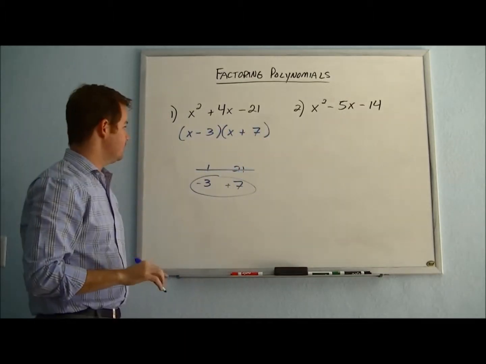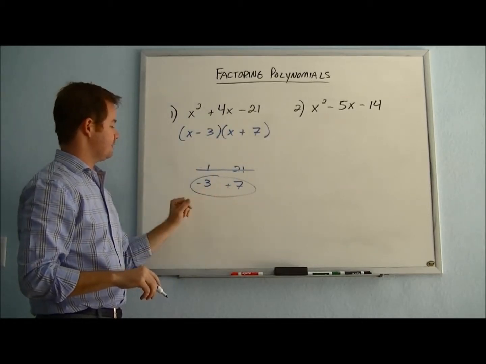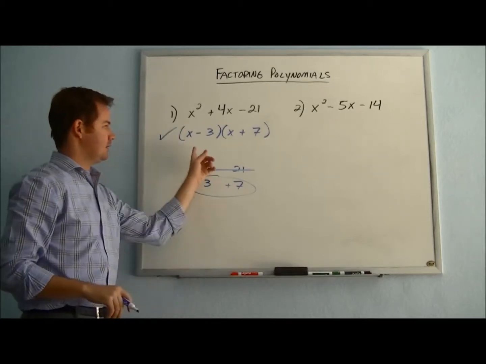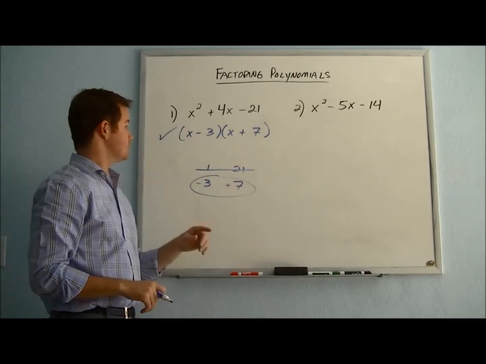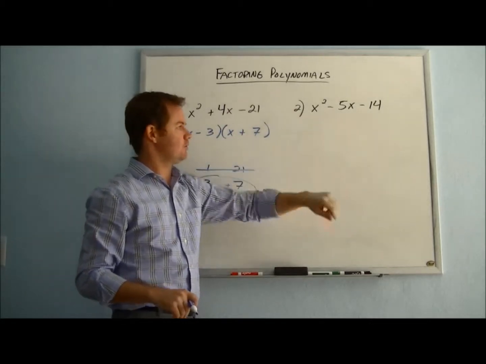And to confirm it, when you multiply those, you do get a negative 21, and when you add together positive 7 and negative 3, you do get a positive 4, so we know that that's going to be correct for our factors of this polynomial. Let's try that over here.